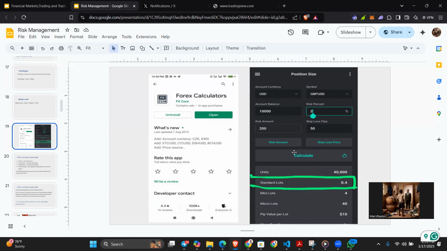Once you click calculate, it does the calculation and gives you the lot size to use. Now pay attention to this column I circled that has standard lots. That is the column you pay attention to. So for this trader that has $10,000 in his account, he'll be trading with 0.4.